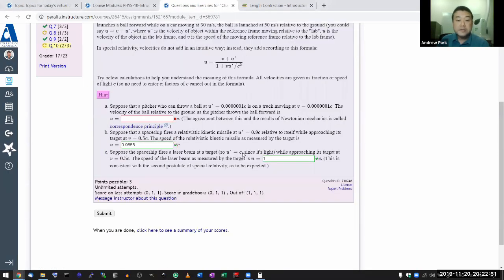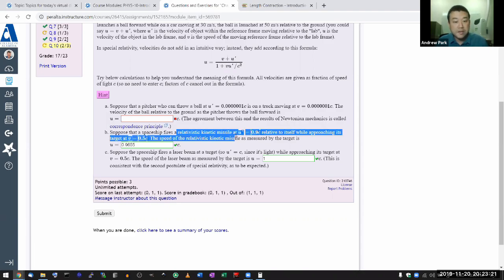Yeah. And this is how this velocity addition formula makes sure that the consequences of special relativity are enforced. So the speed of this projectile, no matter what reference frame you are at, it's always going to be slower than the speed of light. So the speed of this kinetic missile in the reference frame of the target was not 1.4 c. After going through the formula correctly, it's only 0.9655 c.